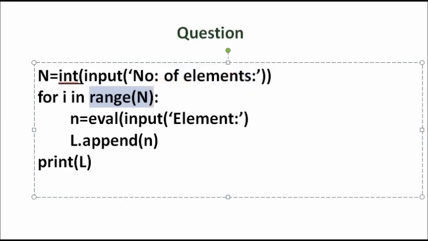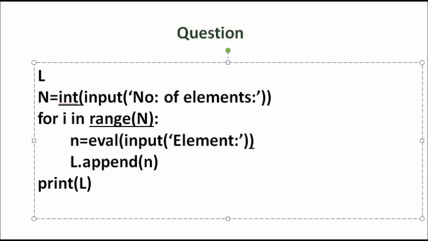Second one. The next statement: n = eval(input("element"). See the brackets, eval is not closed. You have to close it. Underline the correction. Then go for the next statement, L.append(n). You are going to append the value of this n to a list. Then what is L? It is not defined. Before using any variable, you have to define it. So define the list L: L = [], an empty list. Then underline this also. Now it is okay.